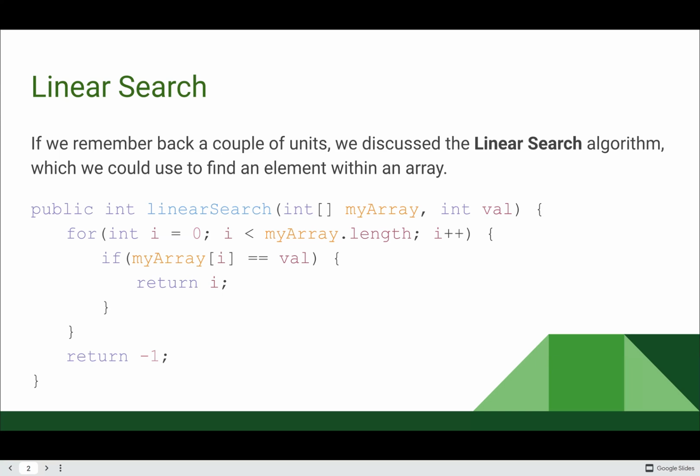So the linear search is very, very simple. We have an array, we have the value we're looking for, and then we're just going to loop starting at 0, going up until the length of the array. If the thing we're looking at is what we're looking for, return the index. Very, very simple. Not a whole lot to it.